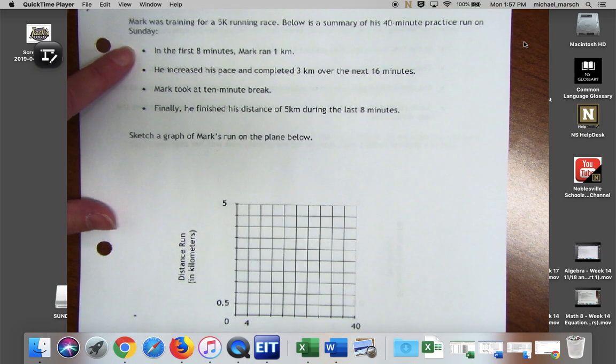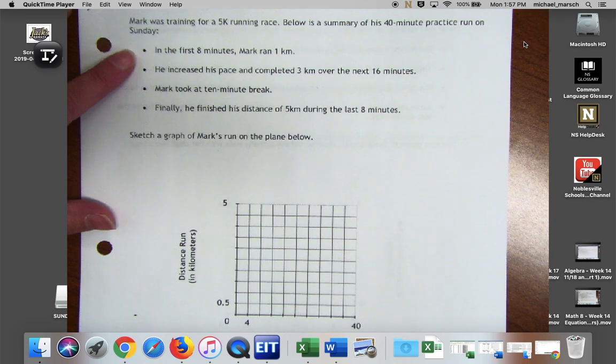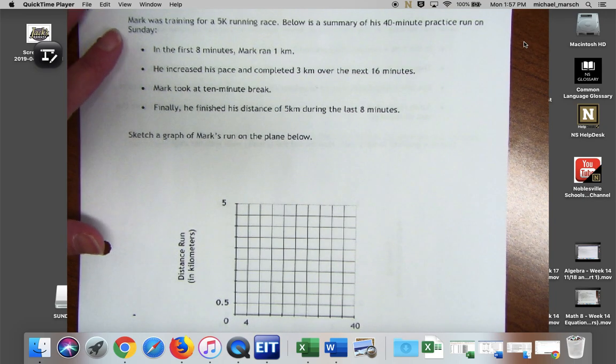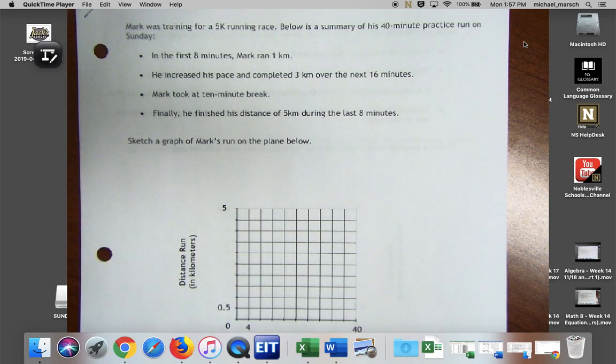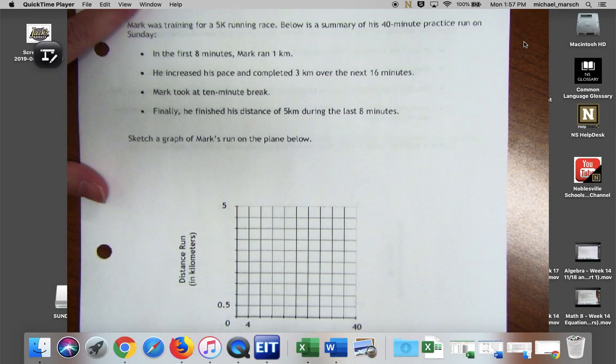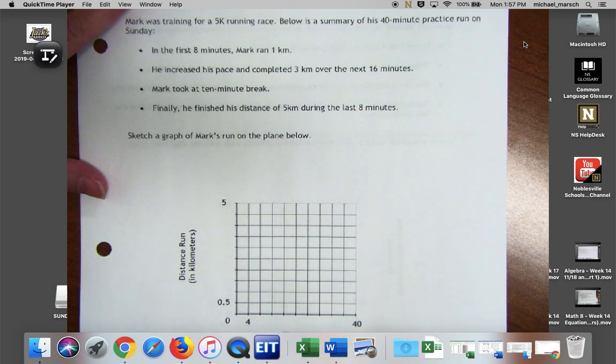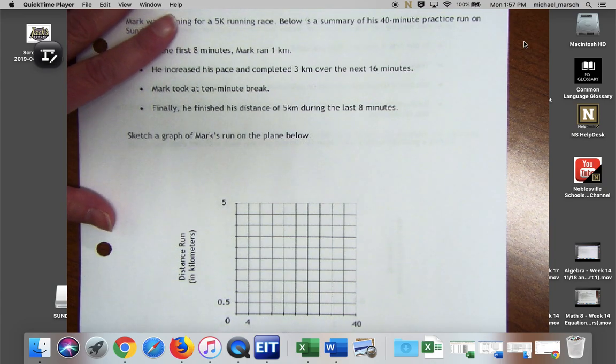So the first clue says, in the first 8 minutes, Mark ran 1 kilometer. So before I can start graphing this, I need to fill in my increments. So somebody tell me, what are my increments going to be for time? 4, 8, 12, yep, 16. Yep, I'm going to skip count by 4s.